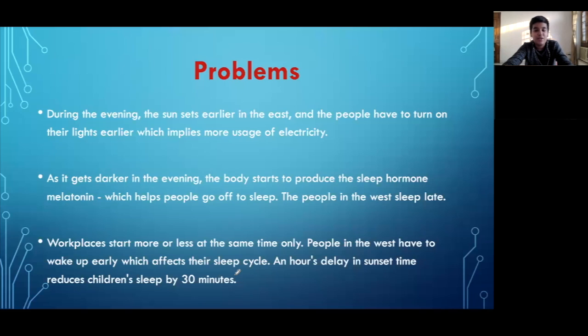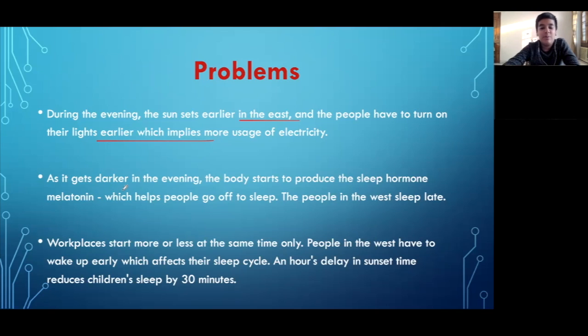And there are many problems. Let us have a look. During the evening, the sun sets earlier in the east and the people have to turn on the lights earlier, which implies more usage of electricity. So the 2-hour difference causes the sun to set 2 hours earlier on the eastern side of India, and the lights and all have to be started earlier. That's why it causes more usage of electricity.